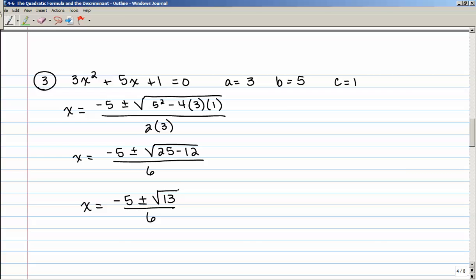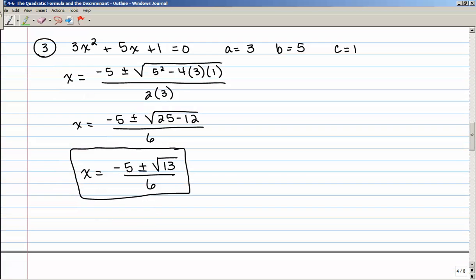Well, I can't simplify the square root of 13. There isn't anything to factor out and divide, so I'm just going to leave my answer like that. I could plug it into the calculator and get a decimal approximation, but I really like numbers that look like that a lot better. That's exact. So x equals negative 5 plus or minus the square root of 13 all over 6.